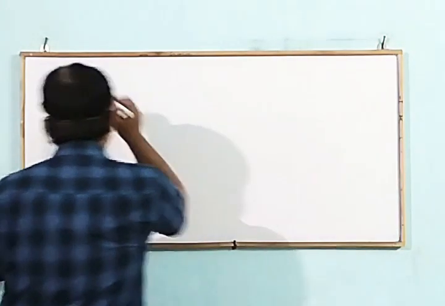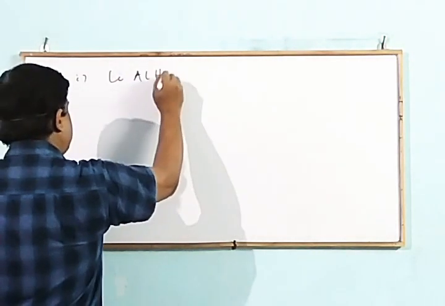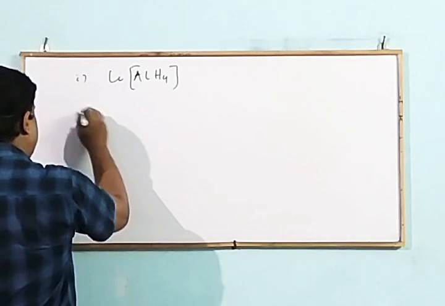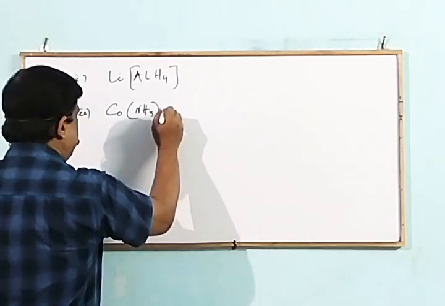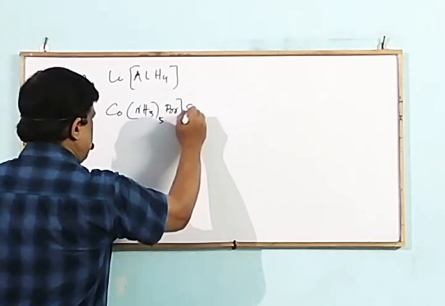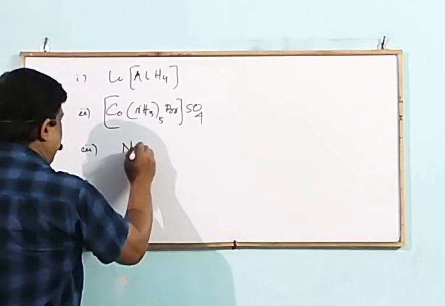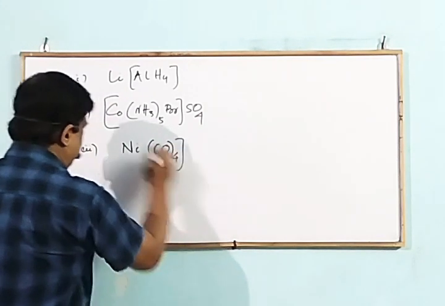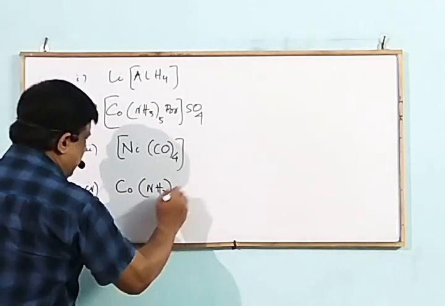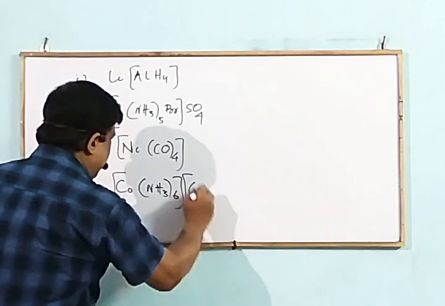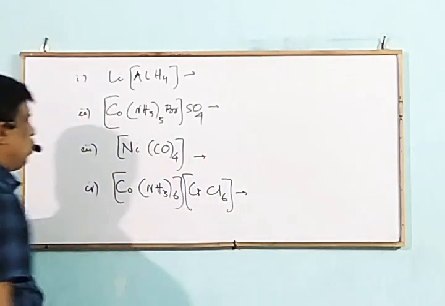Mark that. Between, LiAlH4. Between, [Co(NH3)5Br]SO4. Third type, Ni(CO)4. Fourth one, [Co(NH3)6][CrCl6]. Let us try to give the name of the following complexes.